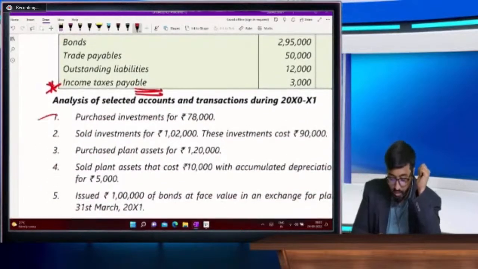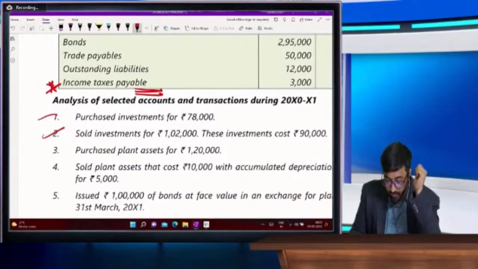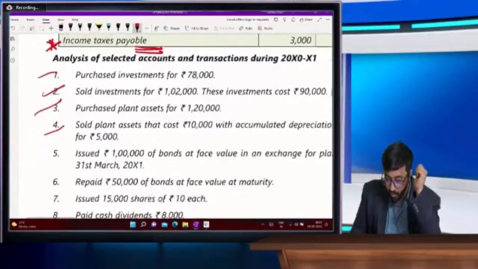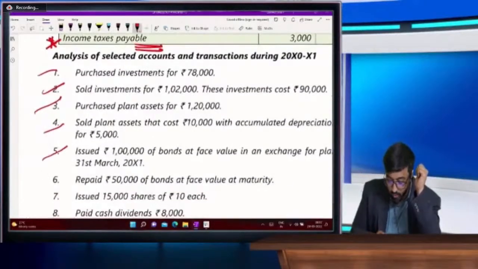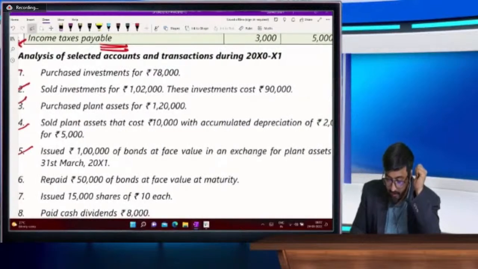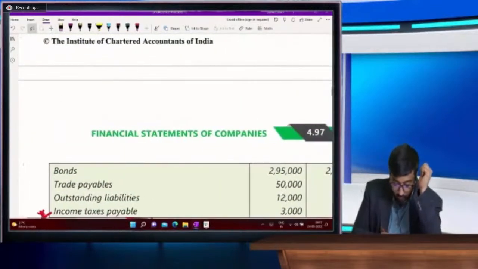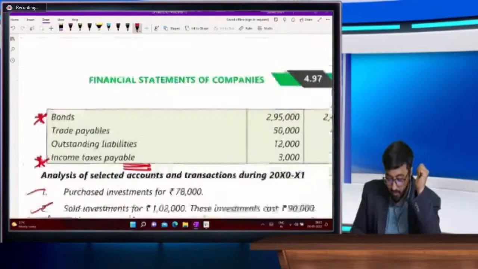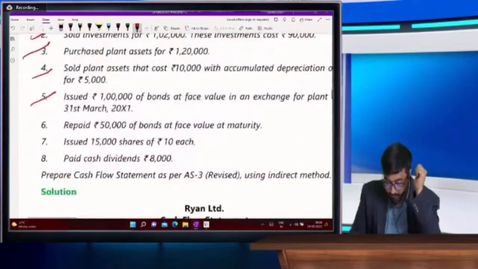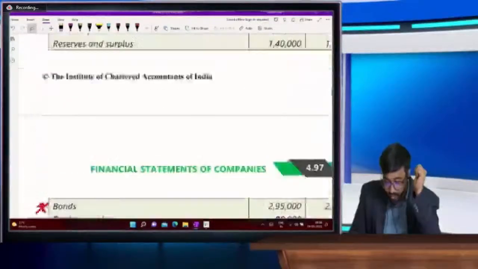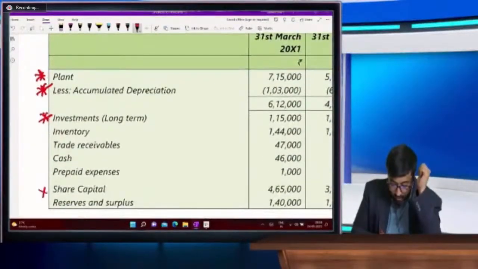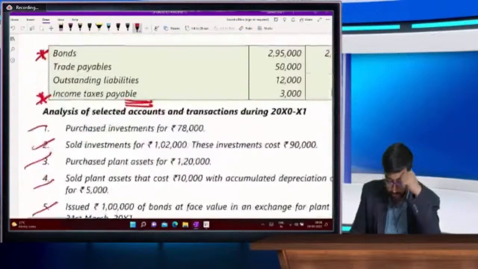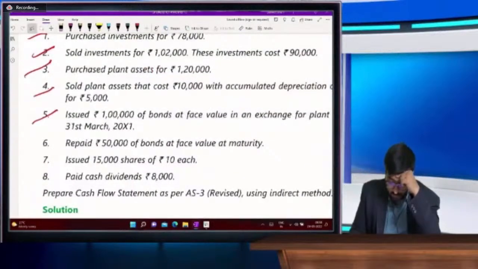Purchase investment, sold investment, already open account. Purchase plant, already open account. Sold plant, already open account. Issued bonds against plant, so the bonds account has to be open. Repaid bonds, already open. Issue shares, so the shares account has to be open.